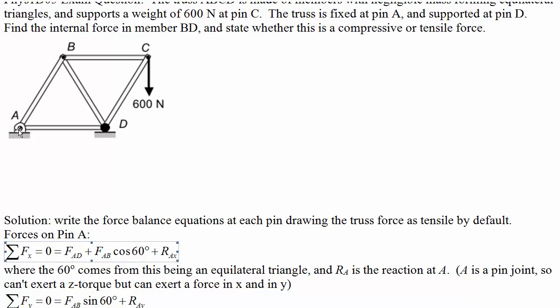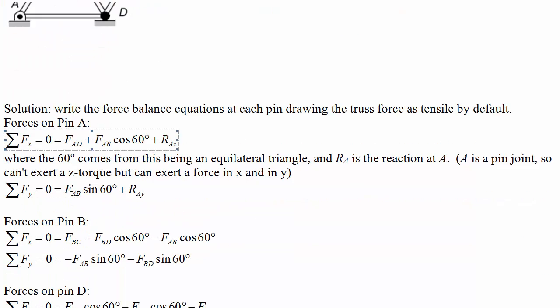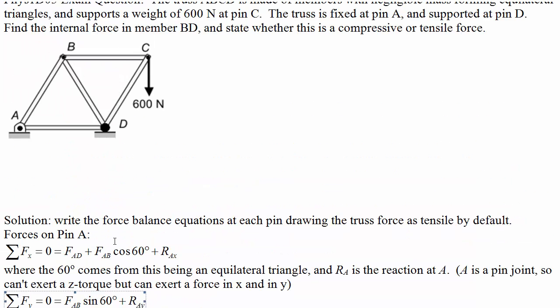The usual assumption is to take the reaction force at A as pointing in the positive direction, and the same for its vertical reaction force. Point D can only have one of these vertical reaction forces, and in fact it has to be positive. You can't be pulling for this kind of joint. A, because it's a pin joint, can supply forces but no torques. So in the vertical direction at pin A, we've got FAB sin 60 degrees plus RAY.